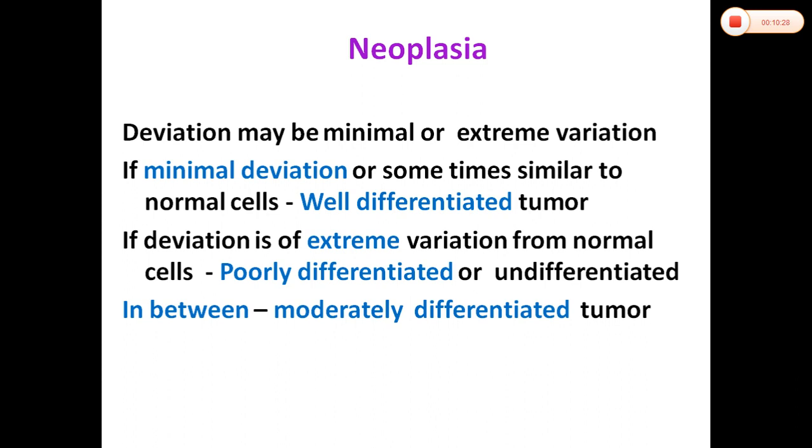If there is minimal deviation, or if the tumor cells are similar to the normal cells, it is called a well differentiated tumor. If the deviation from the normal cells is extreme, it is called a poorly differentiated or undifferentiated tumor. In between, it is called a moderately differentiated tumor. Usually benign tumors are well differentiated, whereas malignant tumors exhibit a wide range of differentiation. That means it can be either well differentiated, moderately differentiated or poorly differentiated.